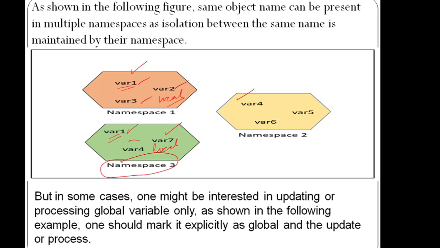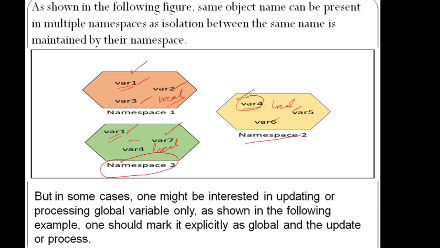Right? And these are local to this namespace 3. And here you can see variable 4, which is there in namespace 3 as well, but this is not related to the namespace 3 variable 4 because this is isolated from here, right? So it also has 3 variables, and these 3 are local to this namespace 2.